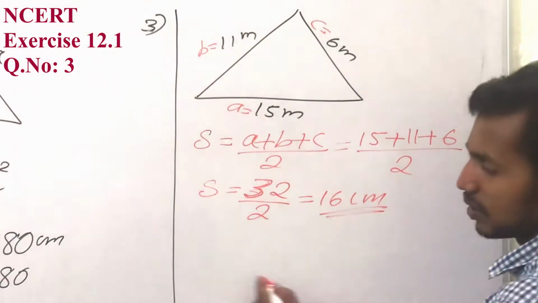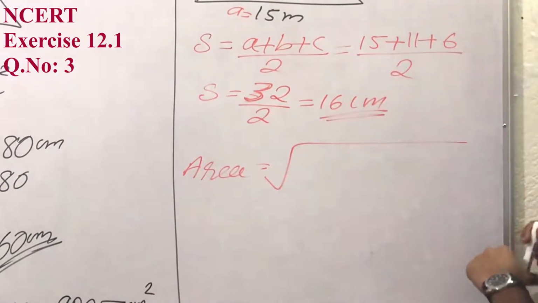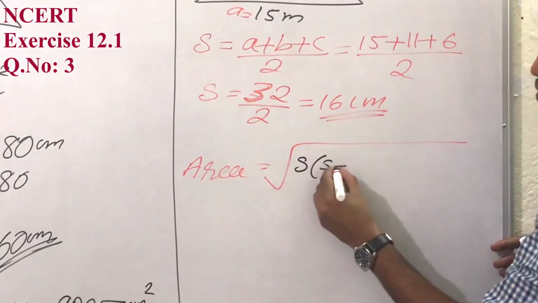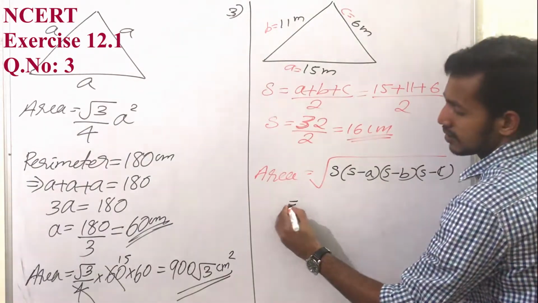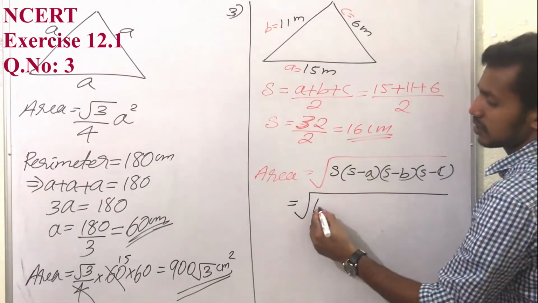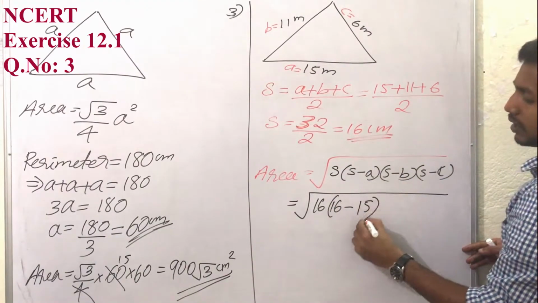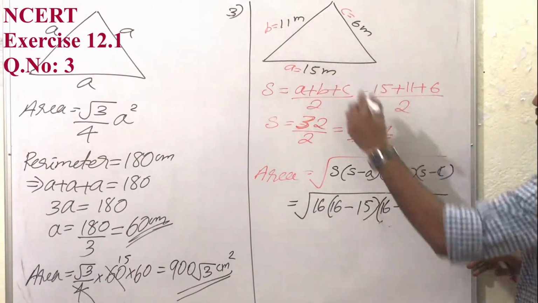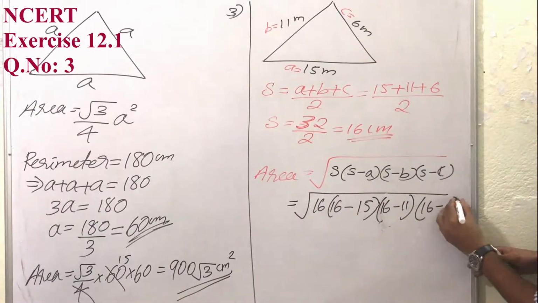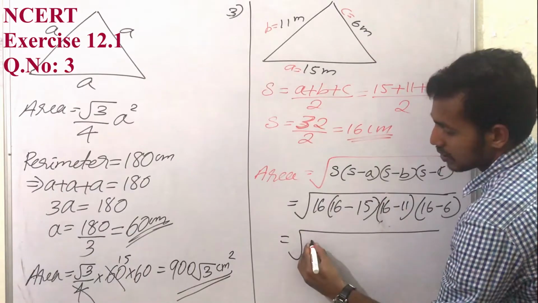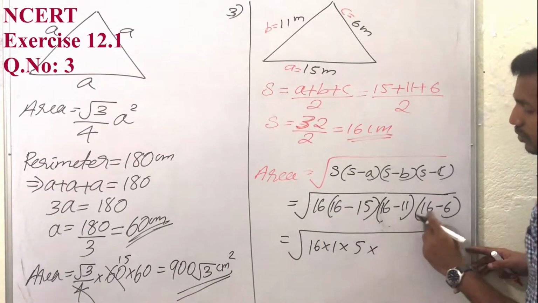This is the semi-perimeter. Now we can directly apply the area formula. That is, area is equal to square root of s into (s minus a) into (s minus b) into (s minus c). What is s? 16. 16 into (16 minus a, which is 15) into (16 minus b, which is 11) into (16 minus c, where c is equal to 6). So that is 16 into 1 into 5 into 10.